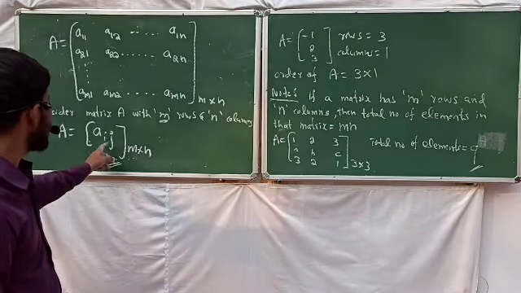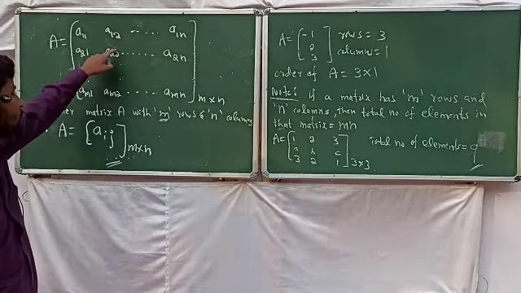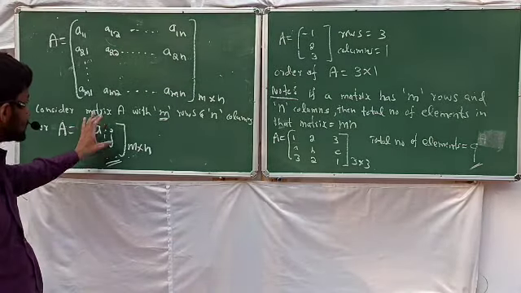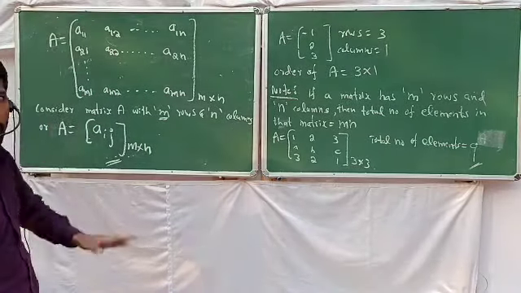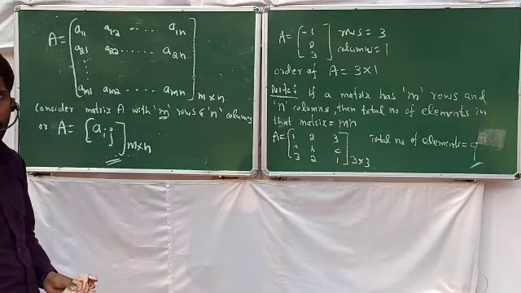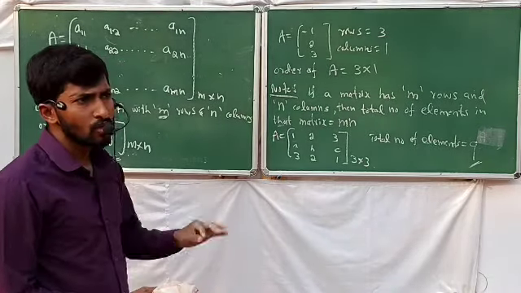Here i and j, i may be 1, j may be 1, or i may be 1, j may be 2. Aij is not a single element. Aij represents each element of the given matrix A. This is all about the general representation of a matrix A. Our next concept is types of matrices.